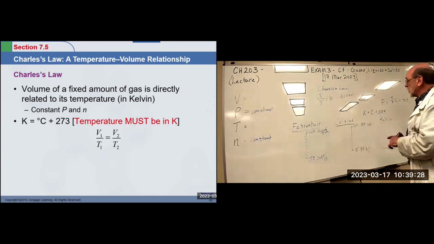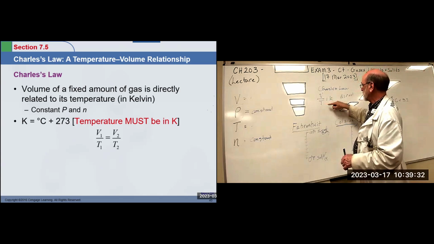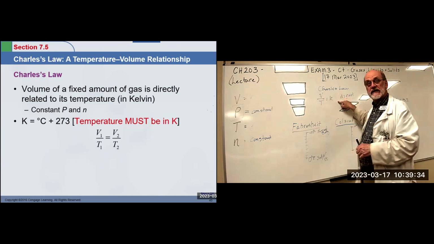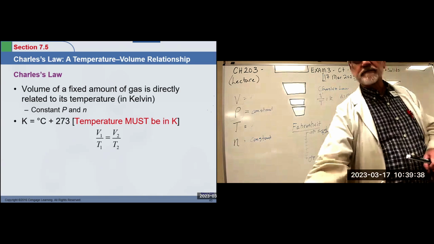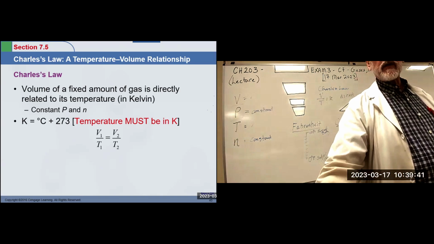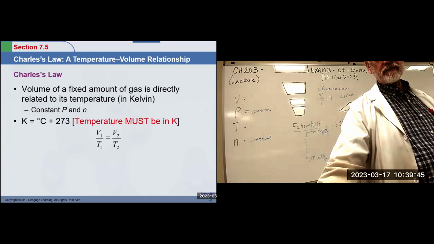So, and by the same token, since this is equal to a constant, V1 over T1, then V2 over T2 is also equal to that constant. So they're equal to each other. We use the same reasoning, and we have a before and after situation. V1 over T1 equals V2 over T2.